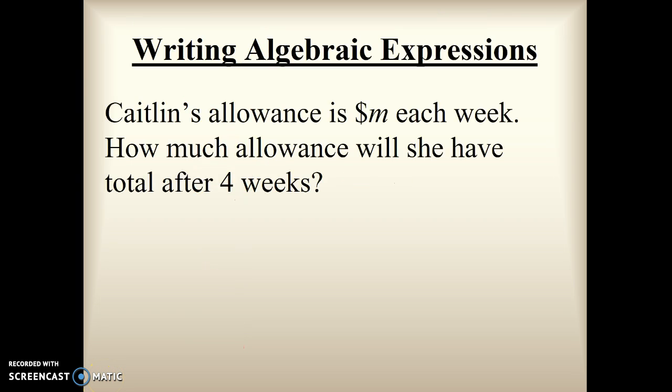All right, so now we have Caitlin. Caitlin's allowance is $M each week. How much allowance will she have total after 4 weeks? This is easy enough to draw, right? We're just going to draw a bar model with 4 weeks in it. She gets $M each week. And if we want to write an algebraic expression for this, we're just going to write 4M. That's easy enough.